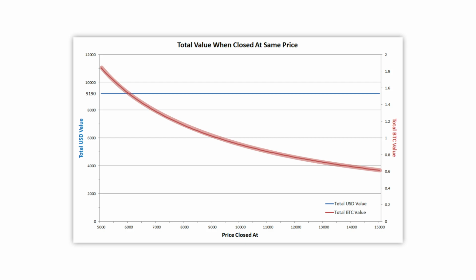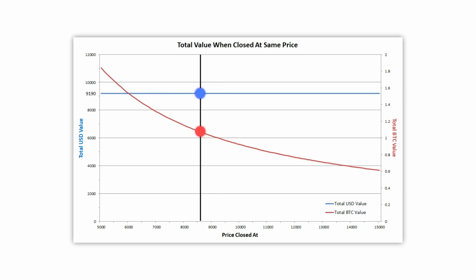If the price moves down, the short position will of course make a profit, and if the price moves up, the short will make a loss. Notice though that the total value when measured in USD is always $9,190, no matter where the price moves.